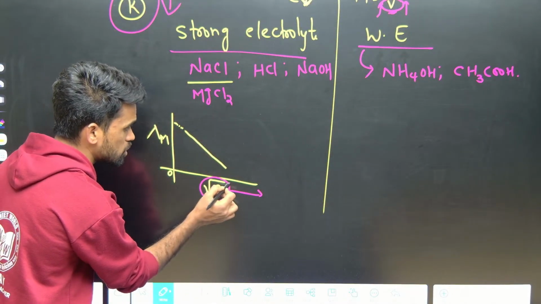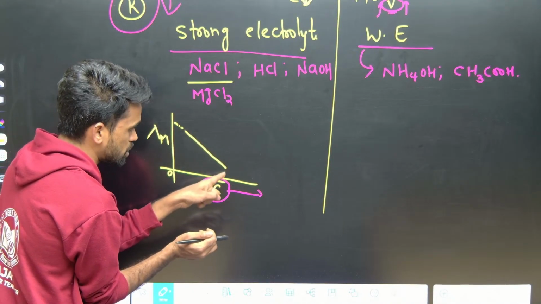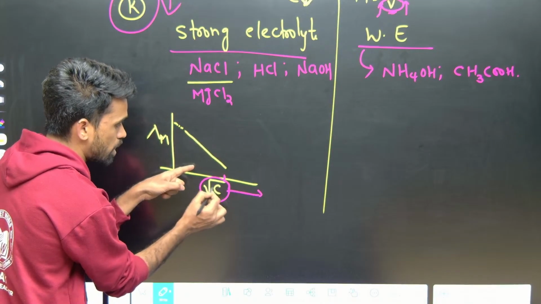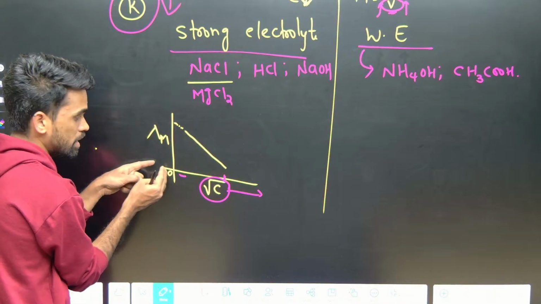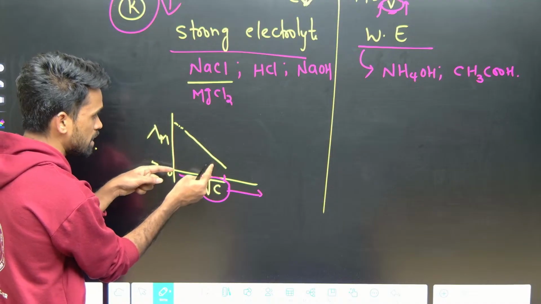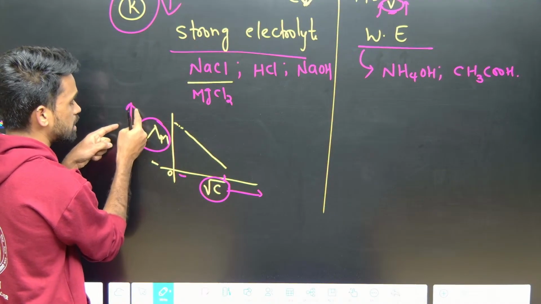Upon decreasing the concentration, I am moving towards the origin side. Here I started at the maximum concentration, and slowly I am moving this side. What happened to the concentration? The concentration is decreasing as I move this side. So upon dilution, concentration decreases and the molar conductance is rising.